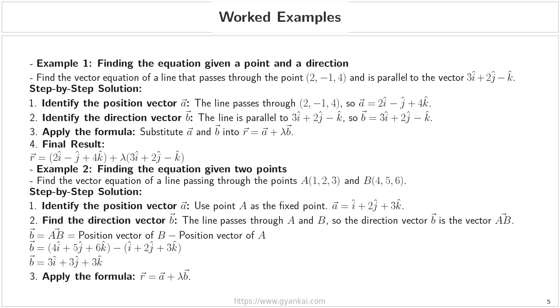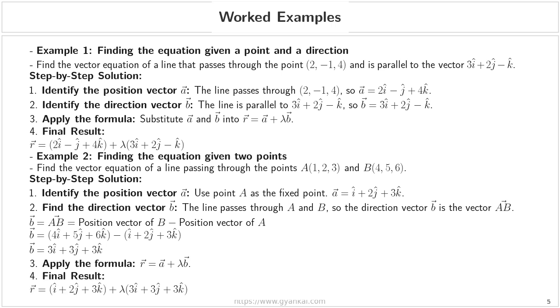Step 3. We apply our standard formula, r vector equals a vector plus lambda b vector. And step 4. Our final result is r vector equals the quantity i plus 2j plus 3k, plus lambda times the quantity 3i plus 3j plus 3k. As you can see, whether you are given a direction or 2 points, the goal is always to identify your starting location and your direction. In the next slide, we will summarize the key takeaways to ensure you have the essential components memorized.